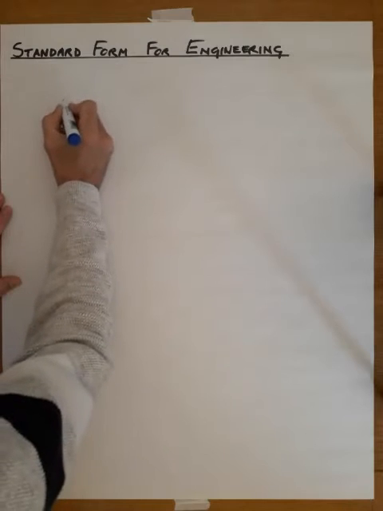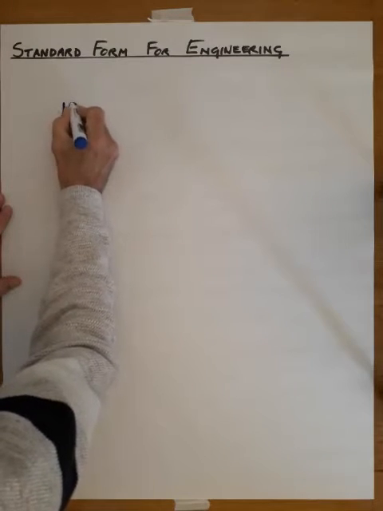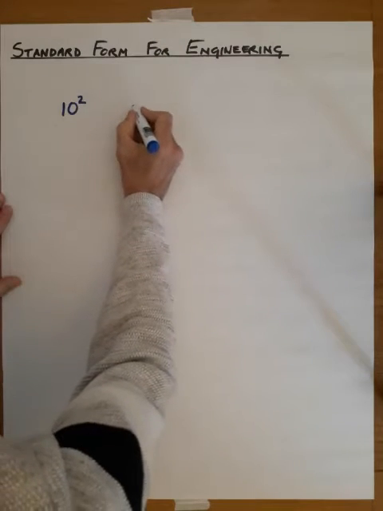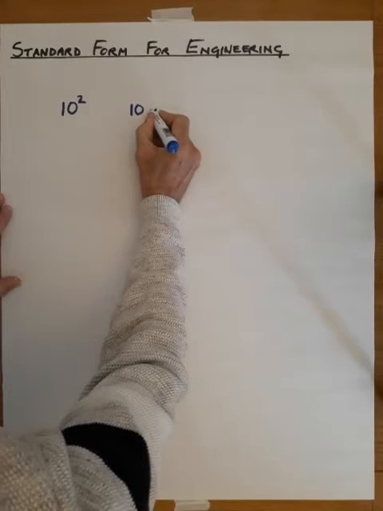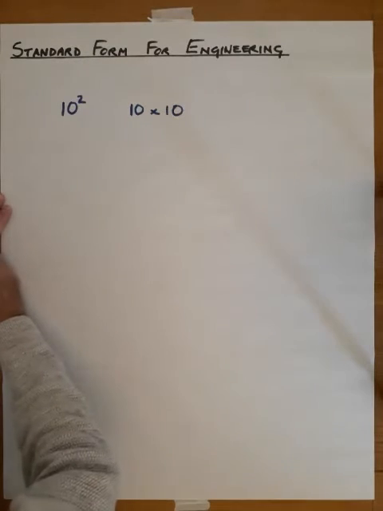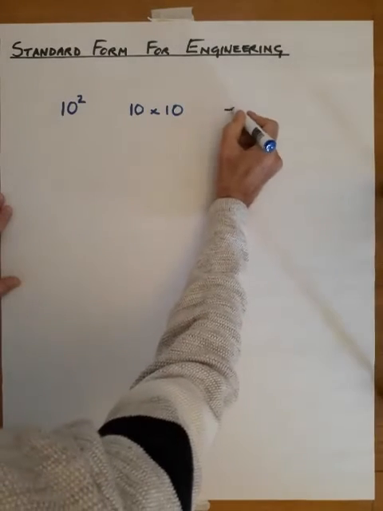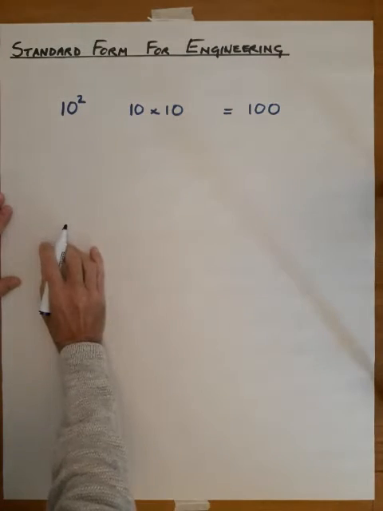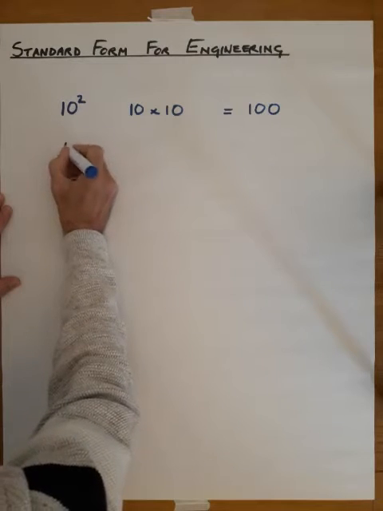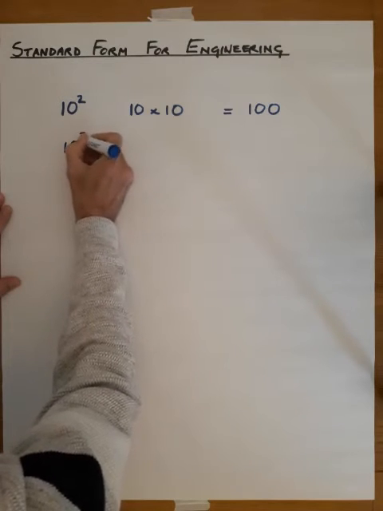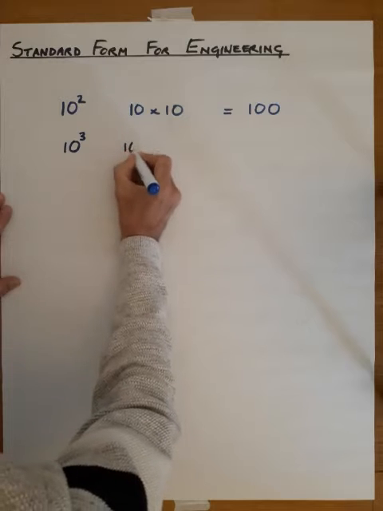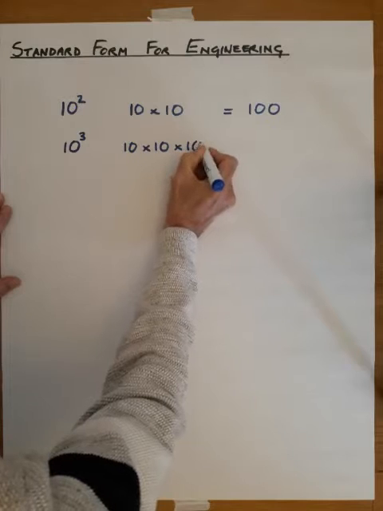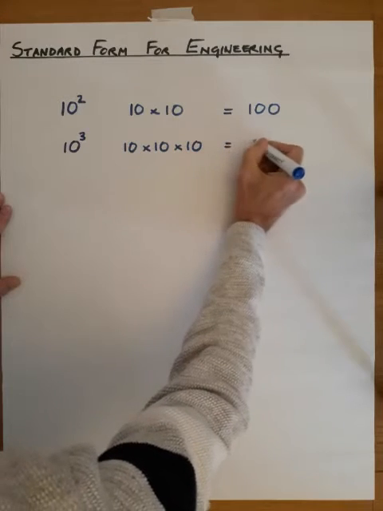If we had 10 squared, that means 10 times 10. And as you know, that means 100. So if we had 10 cubed, 10 to the power 3, that is 10 times 10 times 10, which is 1,000.